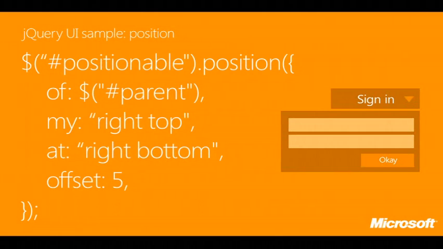And this is a sample of the position utility. So suppose you've got a website with all sorts of content on it. You want to have a login button, a sign-in button in the top right corner, and you want to have a dialog that is attached to that, so it appears when you click that button.